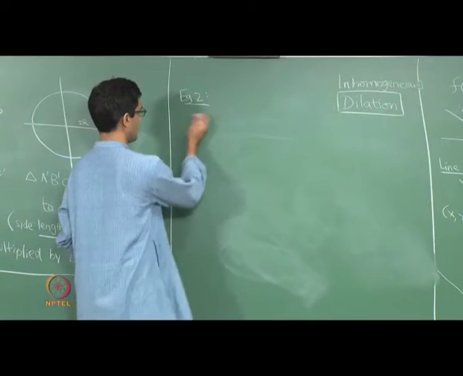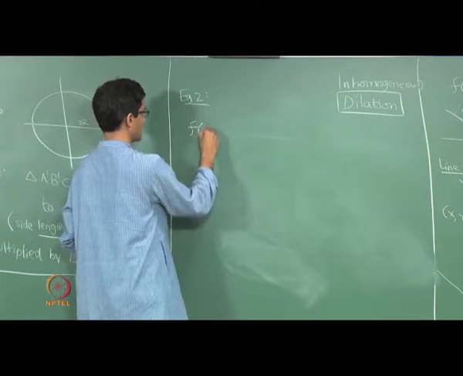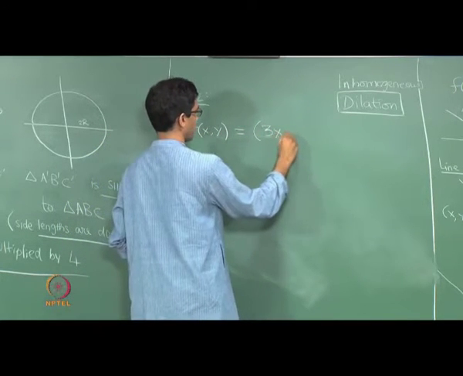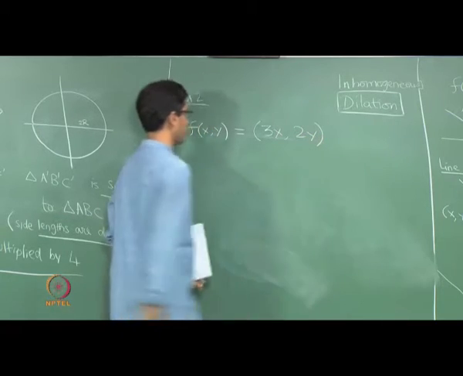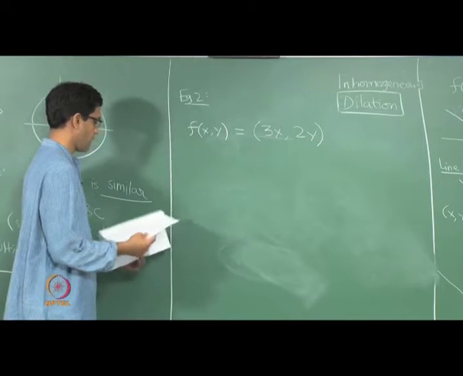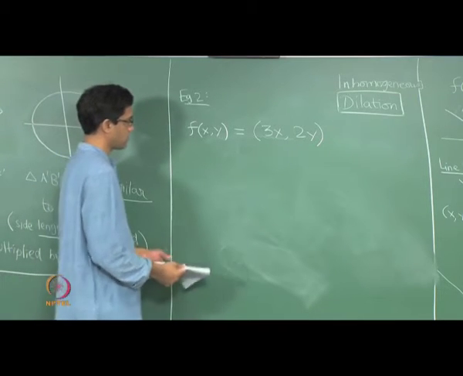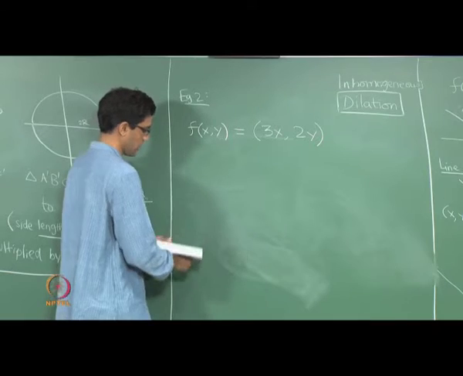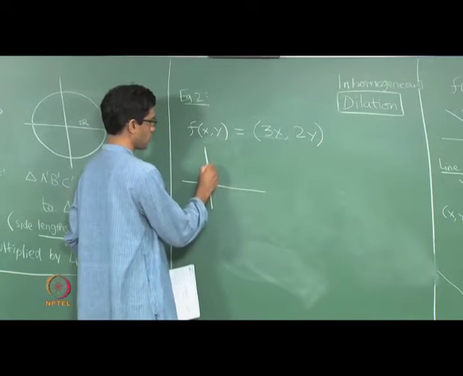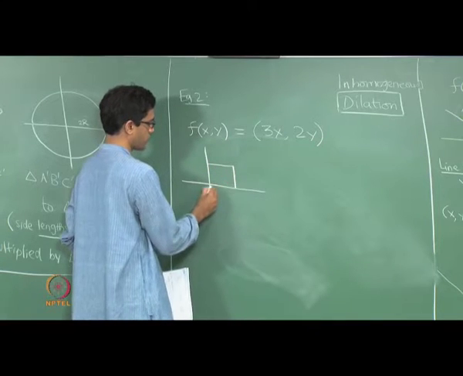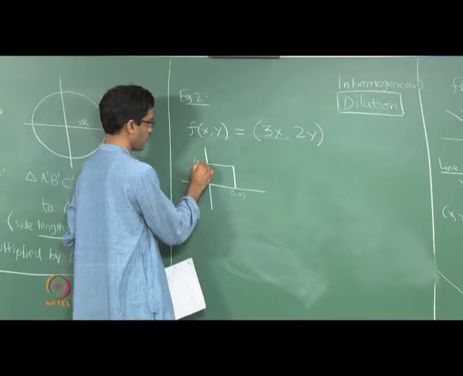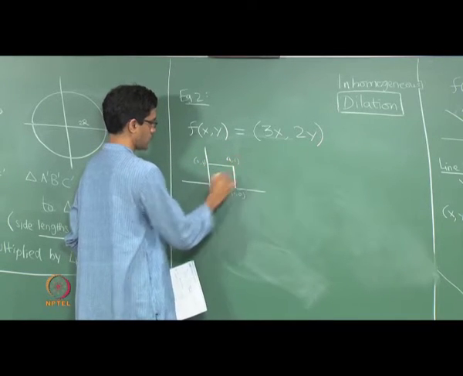So what does this do? Well, f of x comma y is, for instance, 3x comma 2y. So here is an example of a map which sends xy to 3x comma 2y. So to really understand why I called it an inhomogeneous dilation or a non-uniform dilation, so imagine what this map does to, say, a square of side length 1. So imagine I have a square here, 1 0 0 1 1 1, that is the origin.